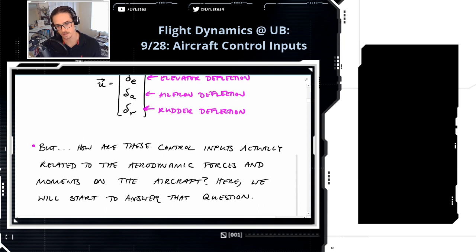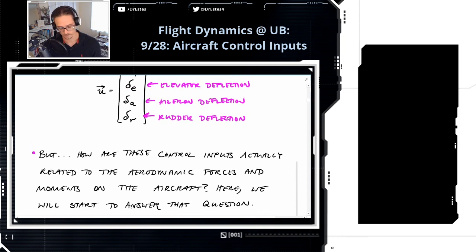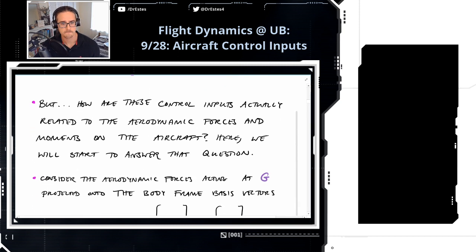So what I mean is, let's say I deflect the rudder a certain amount. I don't know, 5-10 degrees in one direction or the other. How do I know how much of a yaw moment that actually produces? So here we want to start answering that question.